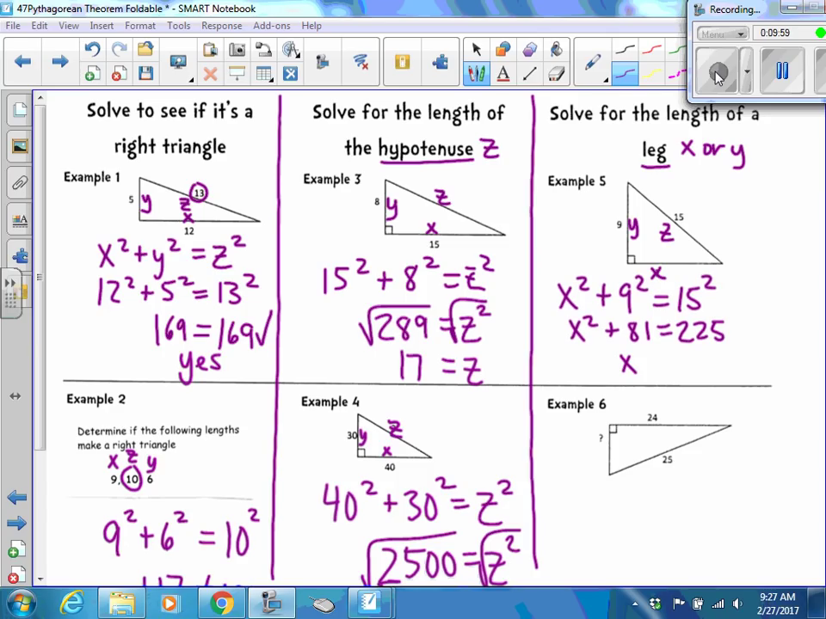I need to subtract that 81 from both sides. So that's going to give me 144. And last step to solve for X will be the square root. X equals 12.